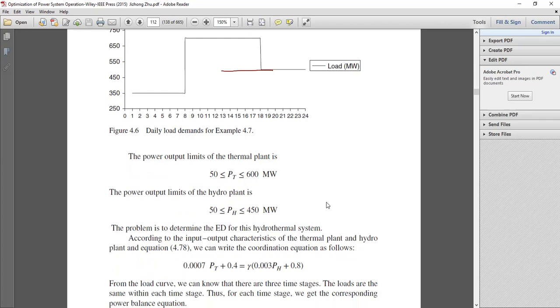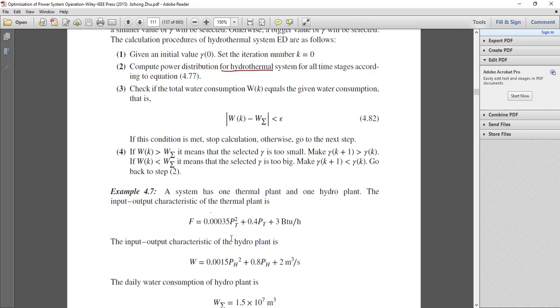Okay, so what to do? So what we have to do first, we have to calculate with the help of the input output characteristics. So the input output characteristics is this F. So what we can do to start with, we can calculate what is my dF over dPt and what is my dW over dPh. So dF over dPt would be how much?